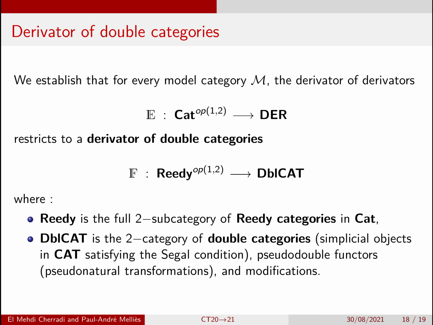Finally, we might wrap up everything by saying that we have established that for every model category M, the previous derivator of derivators restricts to a derivator of double categories, from the 2-category of ready categories up to Double Cat, where ready is the full 2-subcategory of ready categories in Cat, and Double Cat is the 2-category of double categories, seen as simplicial objects satisfying the Segal condition, pseudo double functors, and modifications. And this gives the name for this presentation.